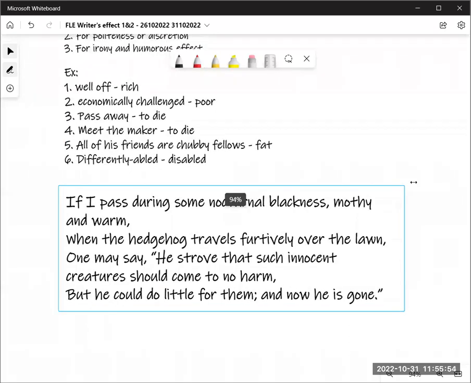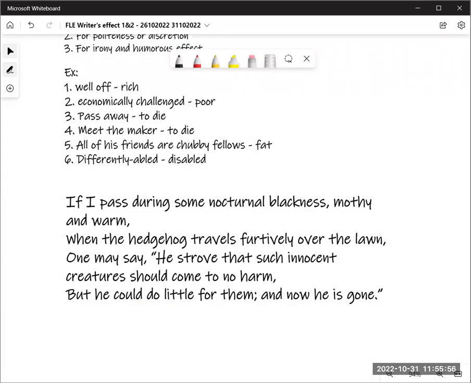Paragraph. If I pass during some natural nocturnal blackness, mothy and warm, when the hedgehog travels furtively over the lawn, one may say he strove that such innocent creatures should come to no harm, but he could do little for them, and now he is gone.